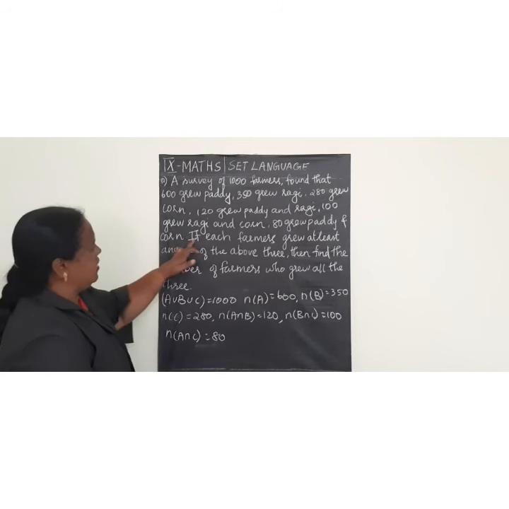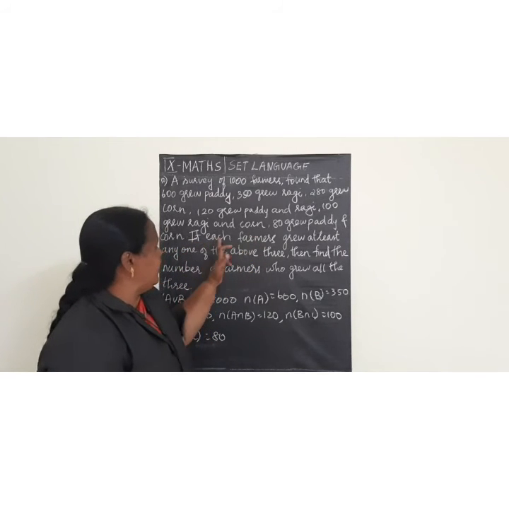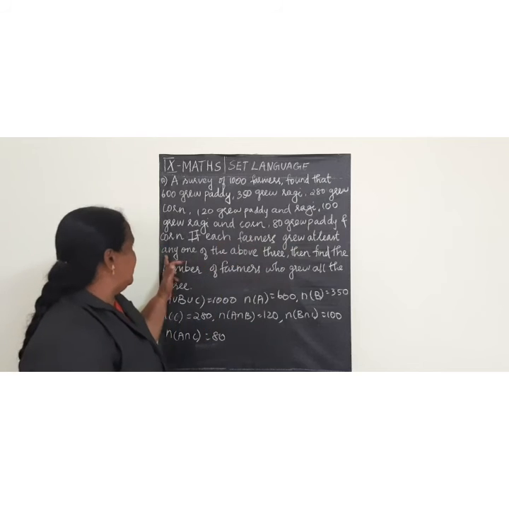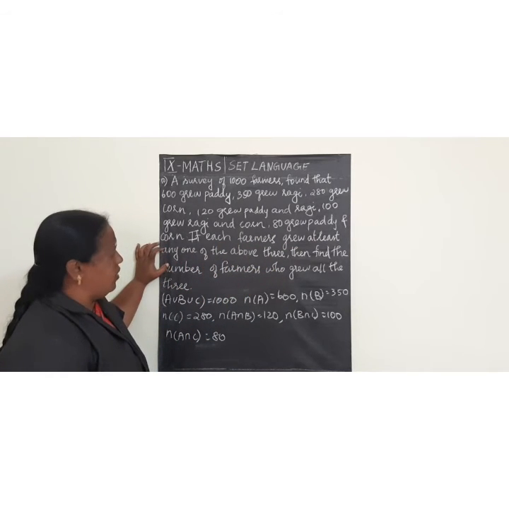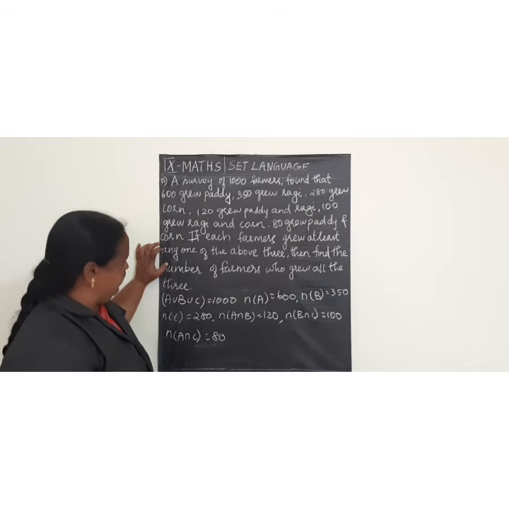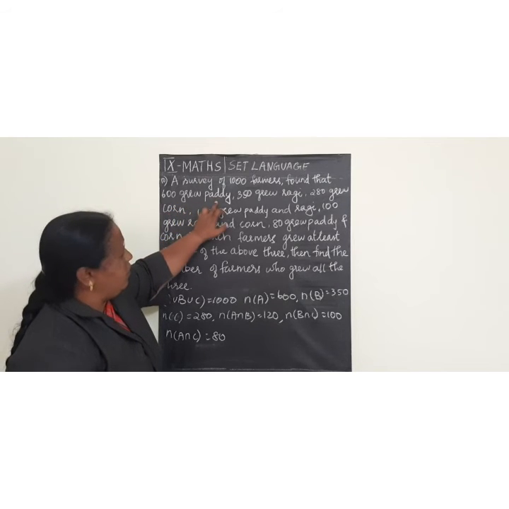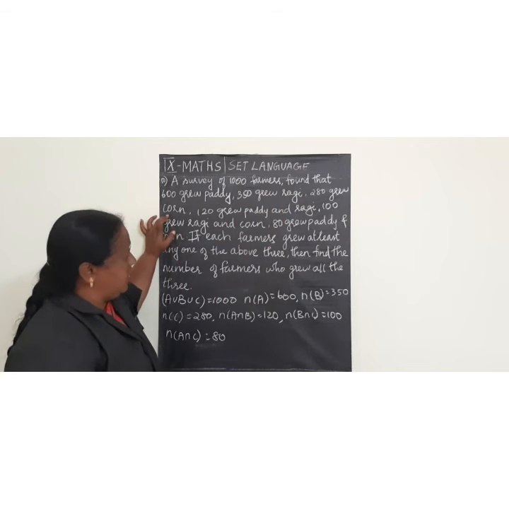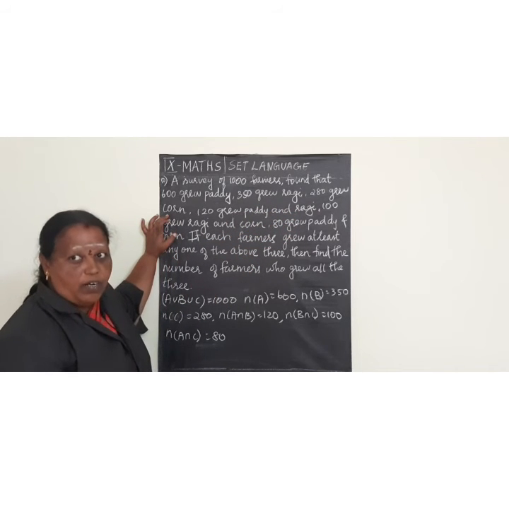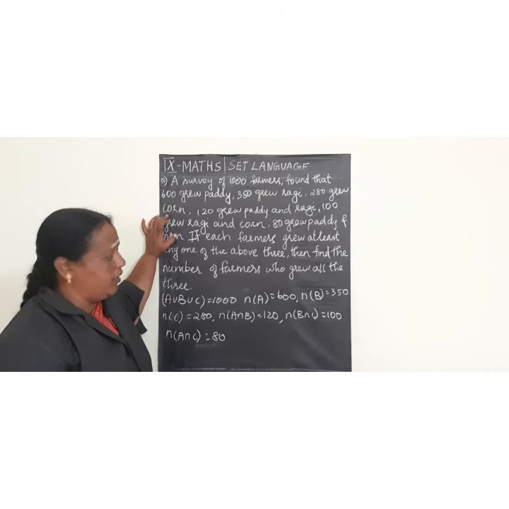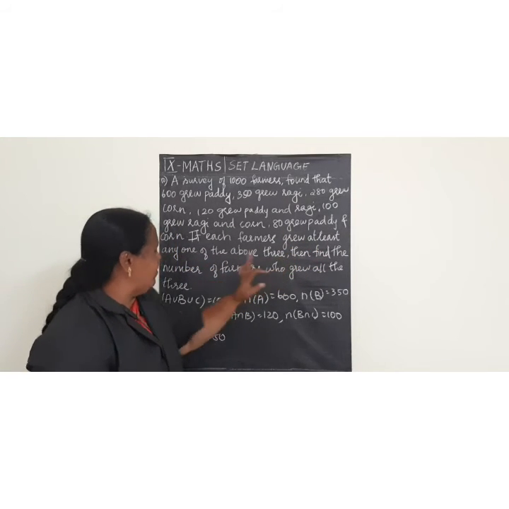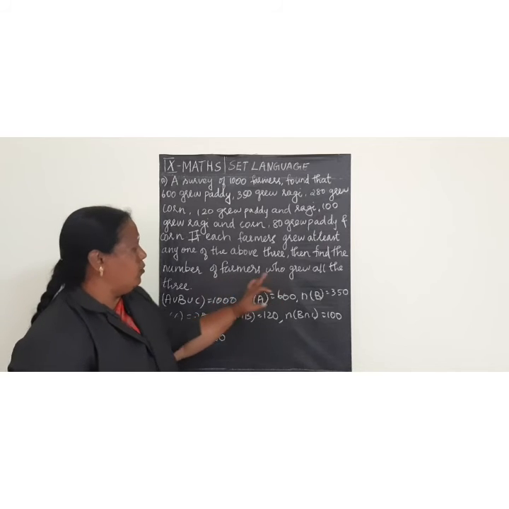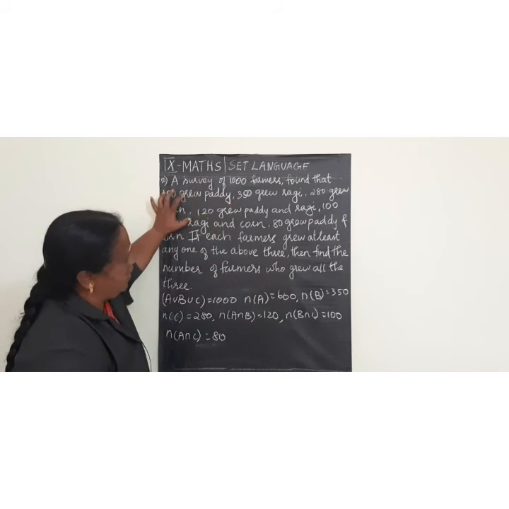Then the next question: each farmer grows at least any one of the above three, meaning each farmer is growing paddy, ragi or corn. In these three they are doing any one or more than one. That is the meaning of at least any one of the above three. Then we have to find the number of farmers who grow all three: paddy, ragi and corn.